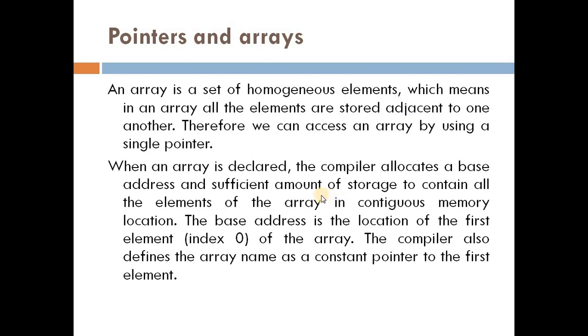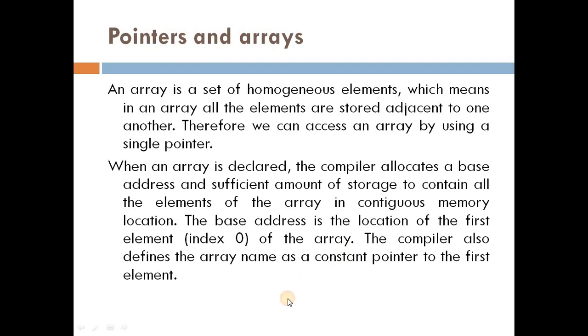When an array is declared, the compiler allocates a base address and a sufficient amount of storage to contain all the elements of the array in contiguous memory locations. So in an array the elements are stored adjacent, that is, in contiguous memory locations. The starting address is known as the base address. The base address is the location of the first element, that is, index 0 of the array. The compiler also defines the array name as a constant pointer to the first element.